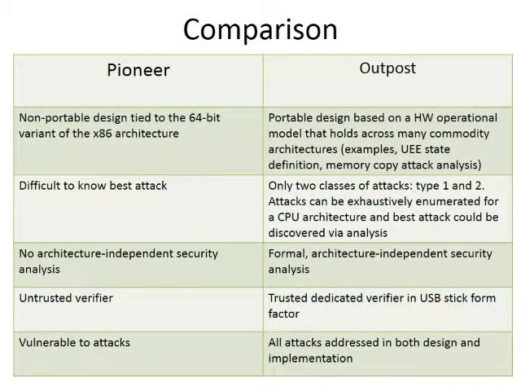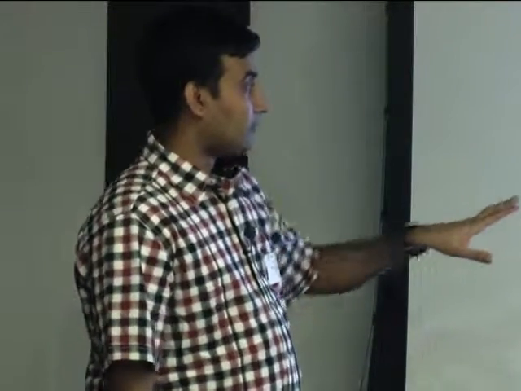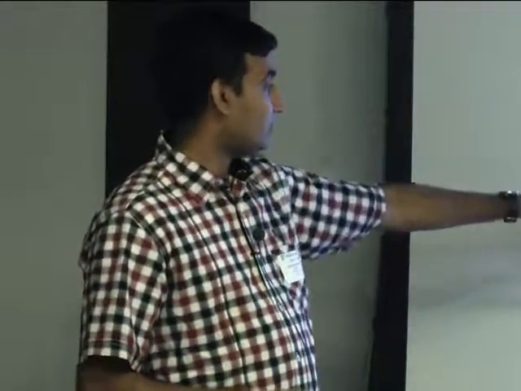So here's a high-level comparison. In Pioneer, we had a non-portable design. As I showed you, Outpost has a portable hardware design that is based on a hardware operational model that holds across pretty much every commodity architecture I know of. And as you saw, both the analysis and the memory copy attack, the definition of UEE state, all of these things are architecture independent. It's difficult to know what the best attack is in Pioneer. Here we showed you that there are only two classes of attacks, type 1 and type 2. So you can enumerate and analyze the attacks exhaustively and come up with the knowledge of what's the best attack.